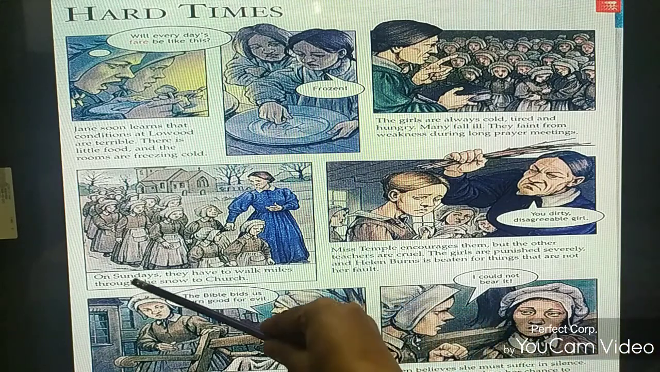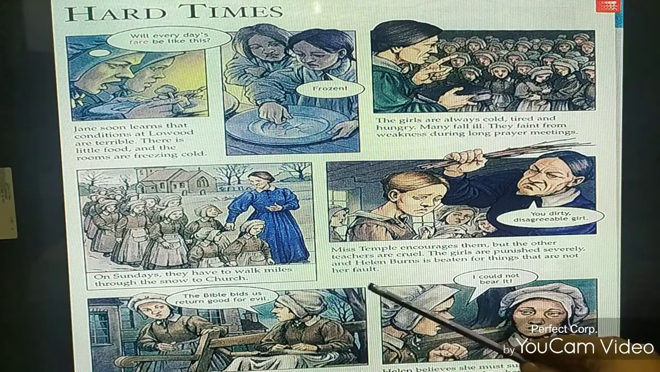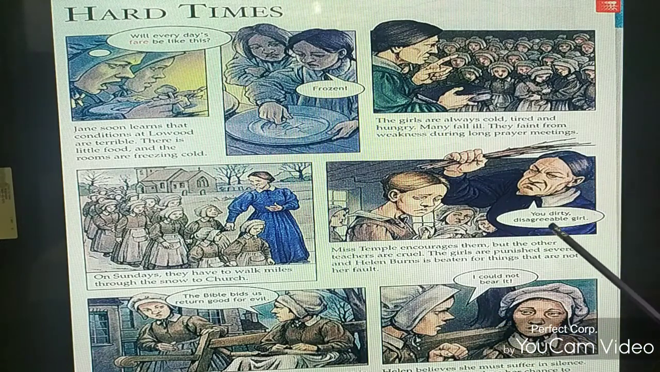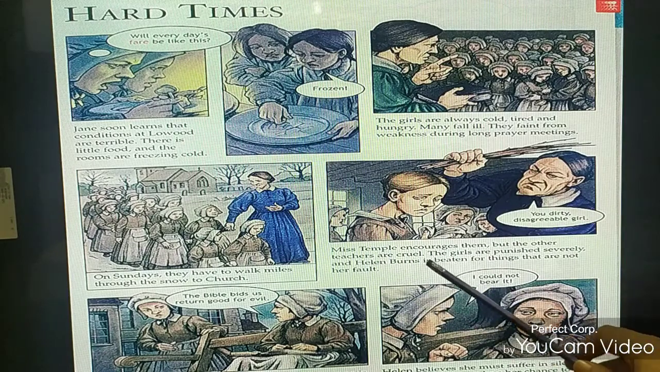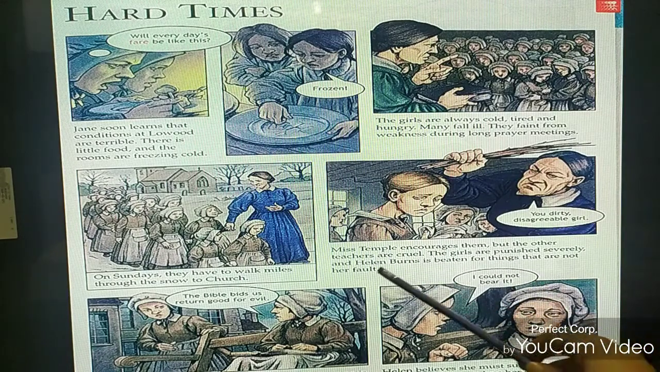Here, on Sunday, they have to walk miles through the snow to church. Miss Temple encourages them, but the other teachers are cruel. The girls are punished severely, and Helen Burns is beaten for things that are not her fault.